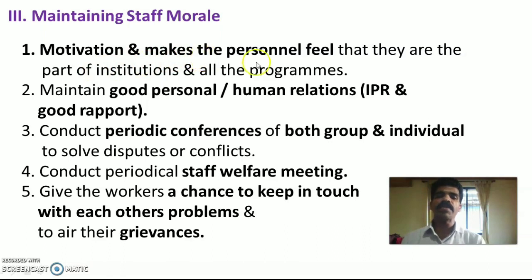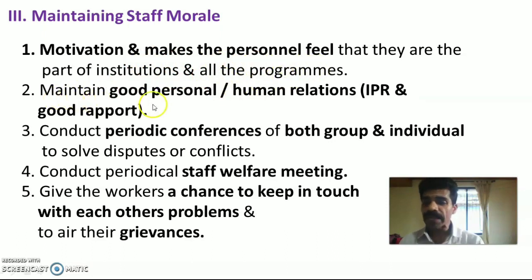So motivation makes the health workers and subordinates feel that they are also considered, they are also an important part of the institution, by giving various opportunities to the health personnel or subordinates in decision making, various health planning, and implementation of all the programs.